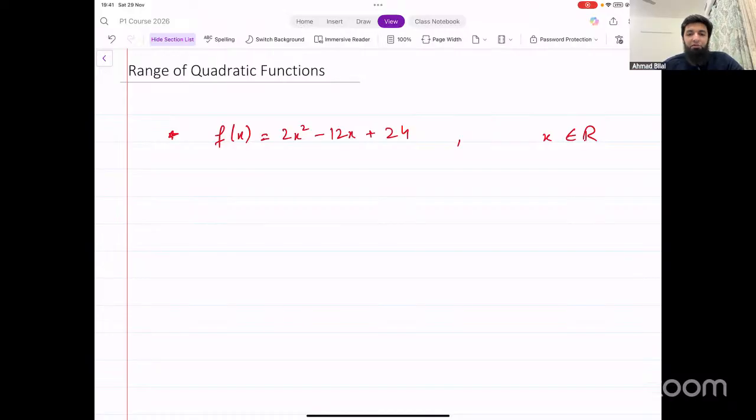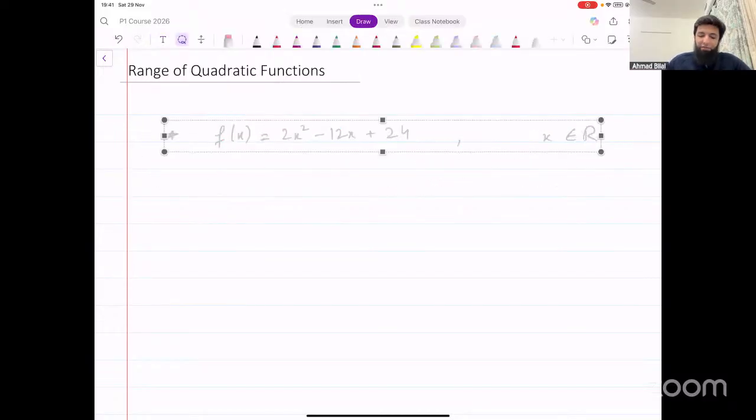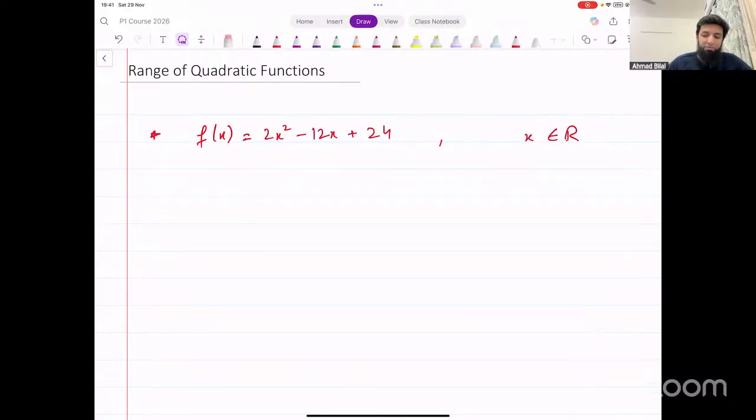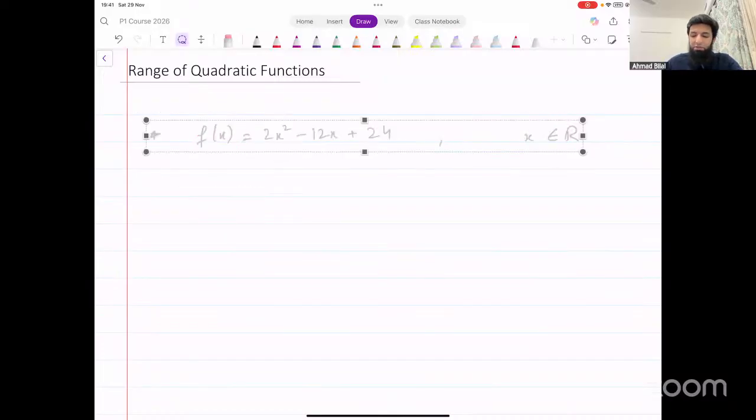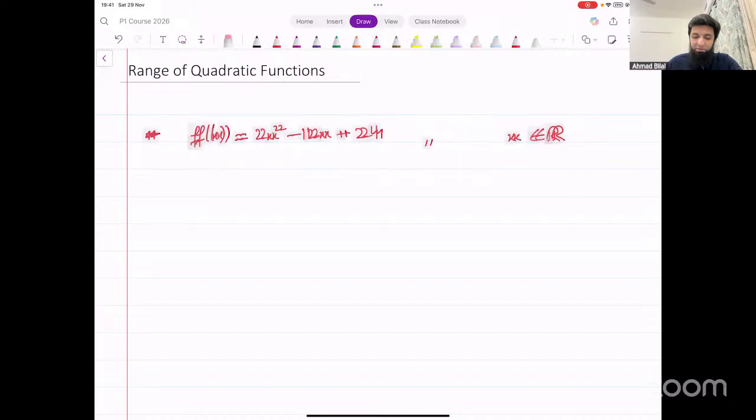Okay, let's understand how to find range of quadratic functions. I've written down one function here, f of x equals 2x squared minus 12x plus 24. And the domain of this function is all real values. What about the range of this function? What do you think the range is going to be? Think about it. Let me know in the chat. Everyone, quickly. What should be the range of this function?